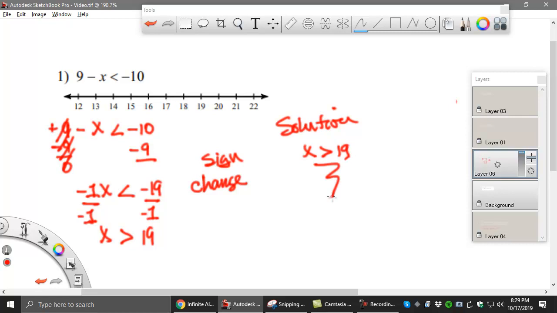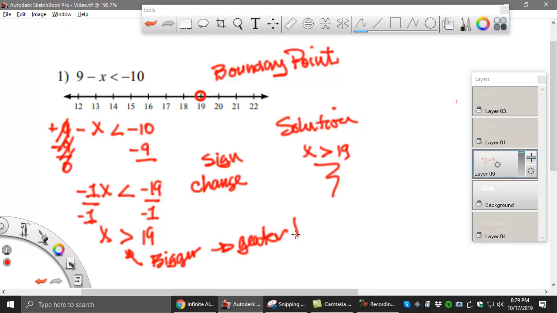Okay, so let's go ahead and graph it. We know our boundary point is 19, and because it is open, we're going to do it with a circle. Now remember, our boundary point cuts that graph in half, and I'm looking for all the x's that are bigger than 19. Remember, we have to take that idea of bigger being greater than.